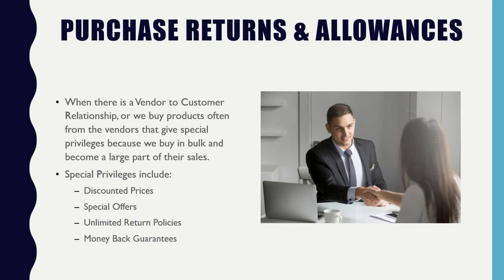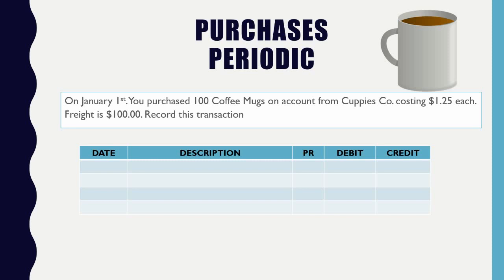Now, with those special privileges, that means as a retailer, you want to make sure that you sell your customers the best products as well. So we're going to take a look at what happens when we purchase our items and when those items become broken or defective or whatever it is, okay?